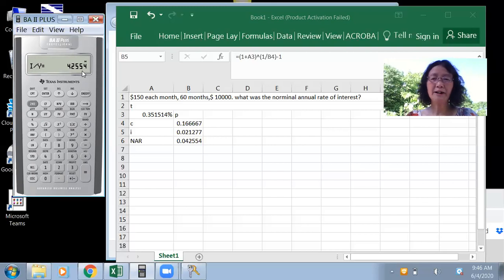In summary, this video calculates the nominal annual rate for an annuity using 2 different methods. One using Excel, the other using the Texas Instruments BA II Plus calculator. That's all for this video. Thanks for watching.